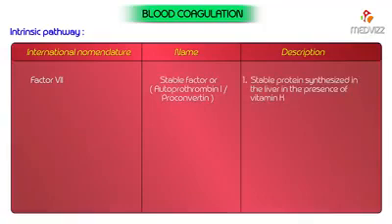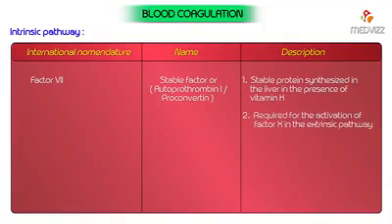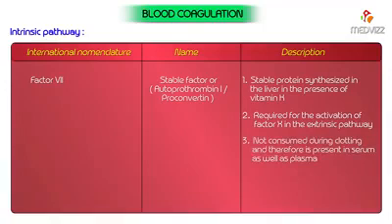It is a stable protein synthesized in the liver in the presence of vitamin K. It is required for the activation of factor 10 in the extrinsic pathway. It is not consumed during clotting and therefore is present in serum as well as plasma.